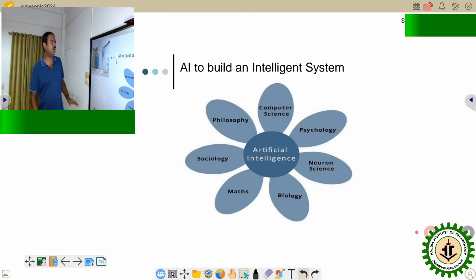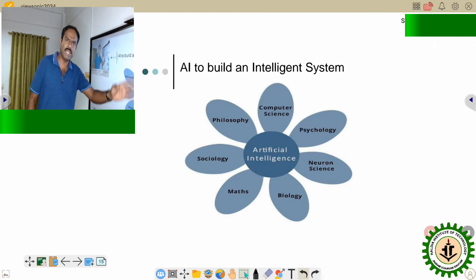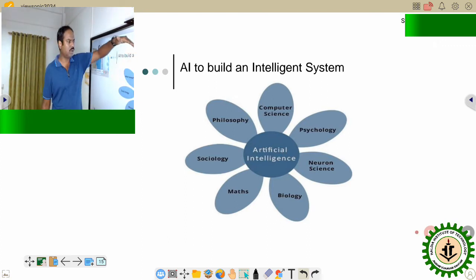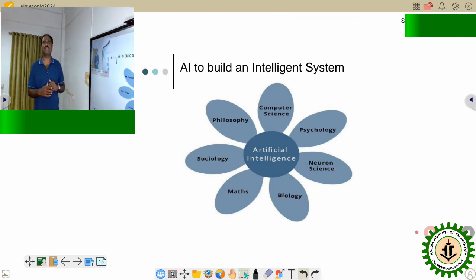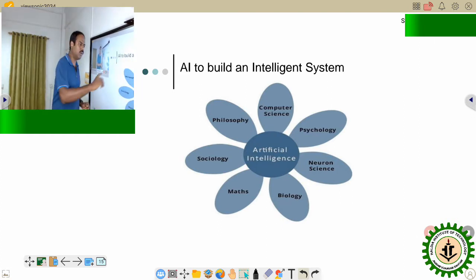Now, how is an intelligent system built? Whenever we are building an intelligent system, there are certain things involved. What are they? First, there is computer science, obviously, there are psychology, neuroscience, biology, maths, and sociology. That means artificial intelligence is not only usable by computer science, but also by a few other subjects, as we are talking about.